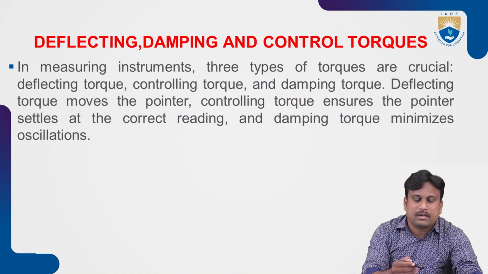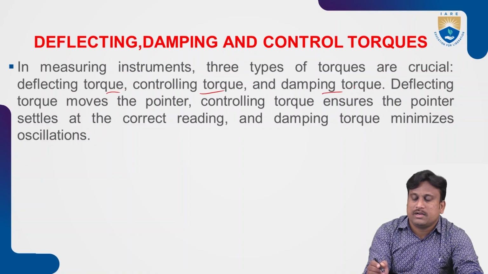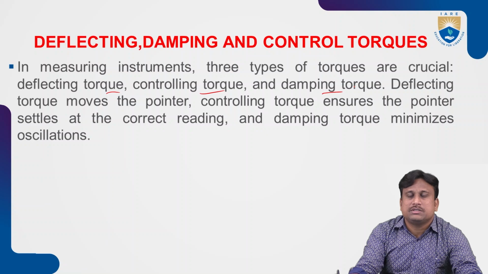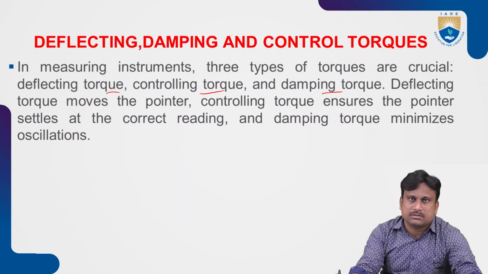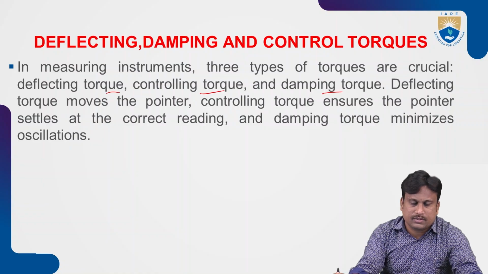Those are deflecting torque, controlling torque and finally damping torque. Each torque has its own significance, according to which it performs its functionality and ensures the pointer moves properly according to the scale.